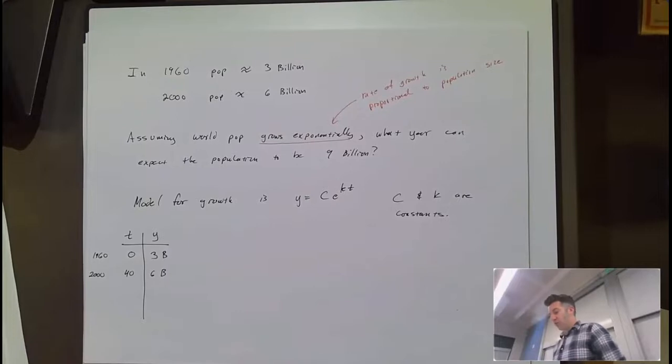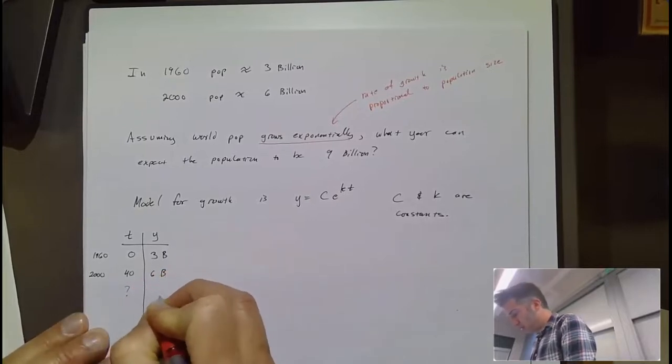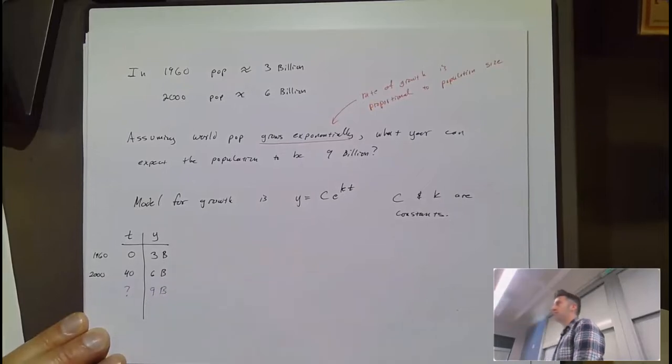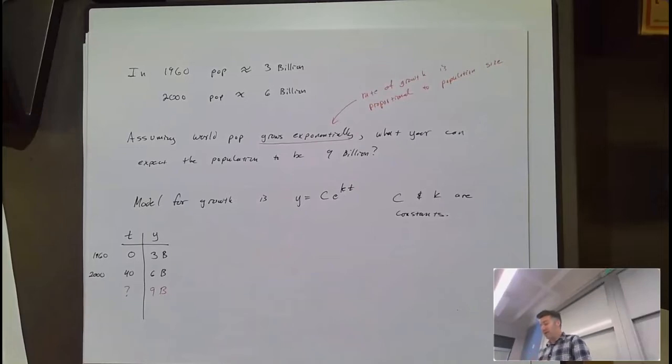And then what we're trying to figure out is what time it is going to be when the population is 9 billion. When I'm doing an exponential growth or decay kind of problem, I really like making this little table where I write my times and my amounts because it helps me figure out what I know and what I need to know.